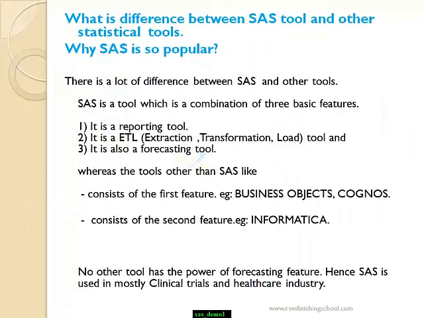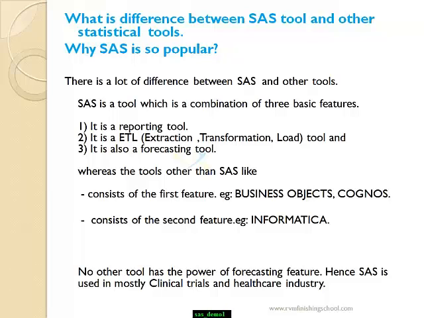Now, what is the difference between the SAS tool and other statistical tools? We have other statistical tools like SPSS and R. But why is SAS so important? The difference lies in that SAS is a tool which is a combination of three basic features. It is a reporting tool, it is an ETL tool, ETL meaning extraction, transformation, and load, and it is a forecasting tool.